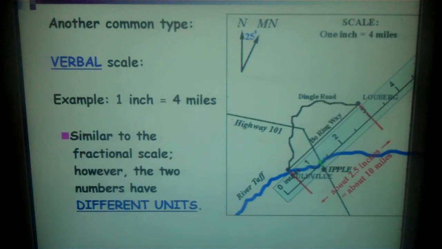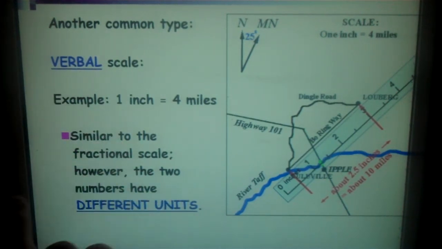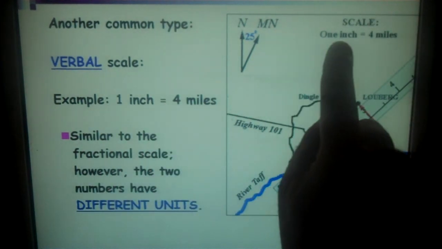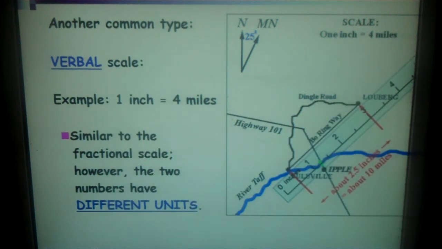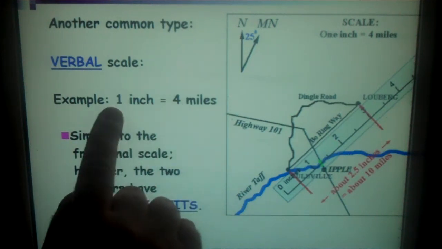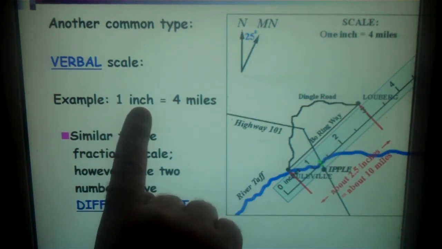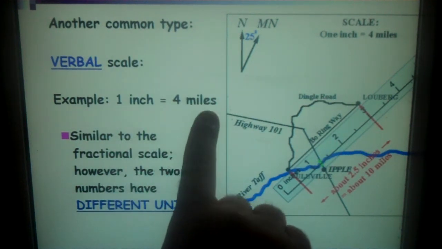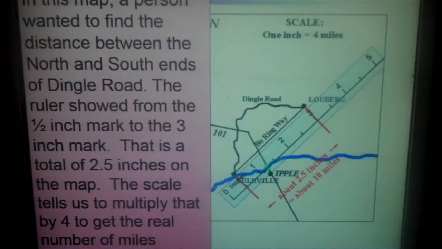The third type of scale is called the verbal scale. And it doesn't have any lines, it's just simply a statement, like right here, 1 inch equals 4 miles. So it's like a fractional scale, however, the 1 and the 4 refer to different kinds of units. The 1 refers to how many inches are on the map, and the 4 refers to how many miles there are in real life. So there are different units there.